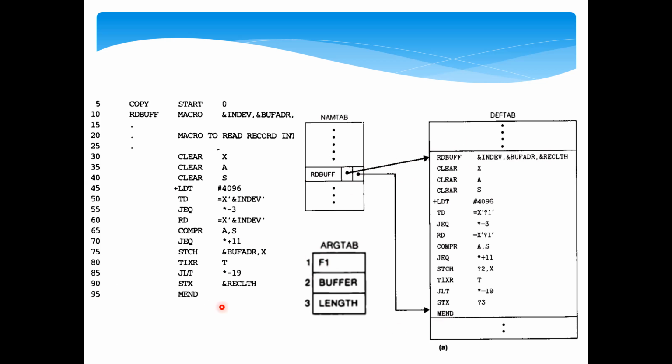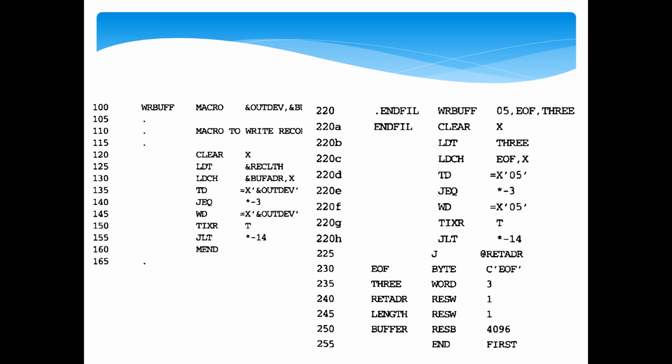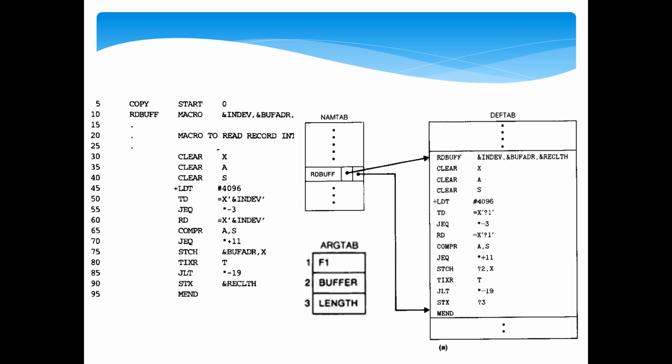I do not have that macro invocation statement in this slide, but you would have seen it before. In that macro invocation statement, when this macro RDBUFF is invoked, you'll be having F1, BUFFER and LENGTH. I'll show you later in the coming slides. So at that point, this table is created with the positional parameter values and the argument names. Okay, so these are the three data structures.